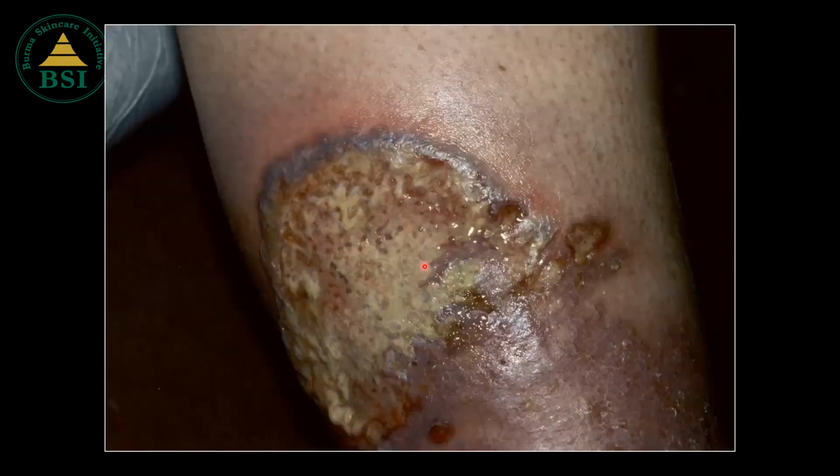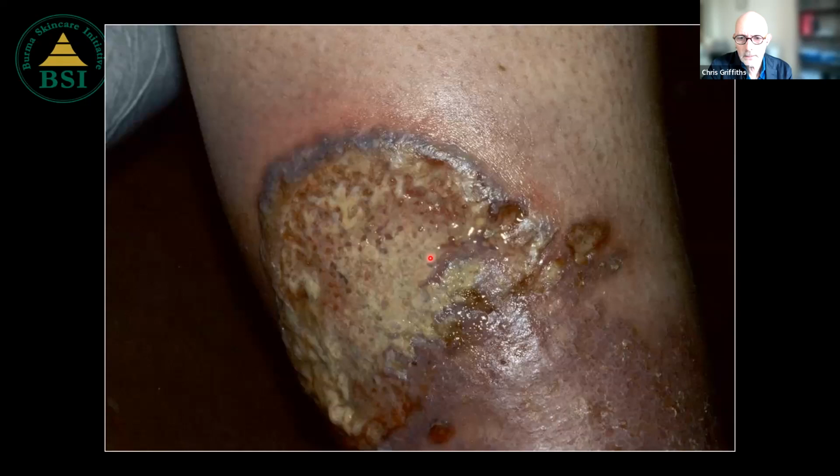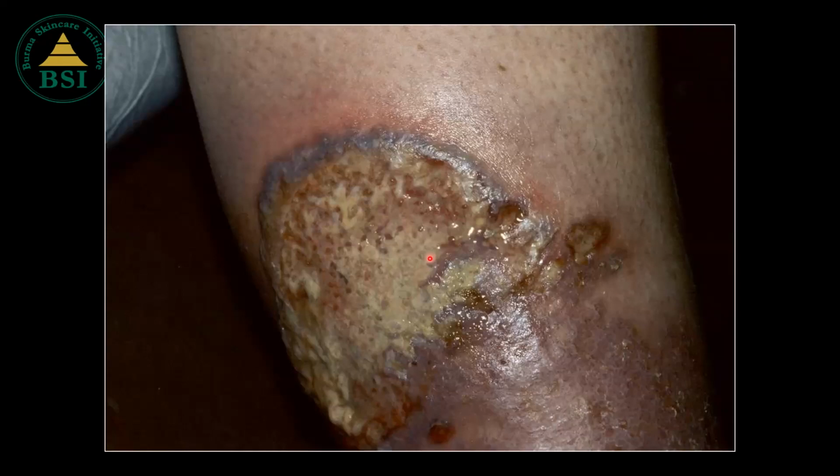Right. Sorry, Professor Griffiths, would you like me to ask the questions as we go along, or at the end? I think it might be best to do the questions as we go along, do you think? Yeah, let's do the questions as we go along, because I'll probably forget what I've talked about. Two questions about this. How do you differentiate PG from necrobiosis lipoidica? And also, how do you differentiate it from SCC?